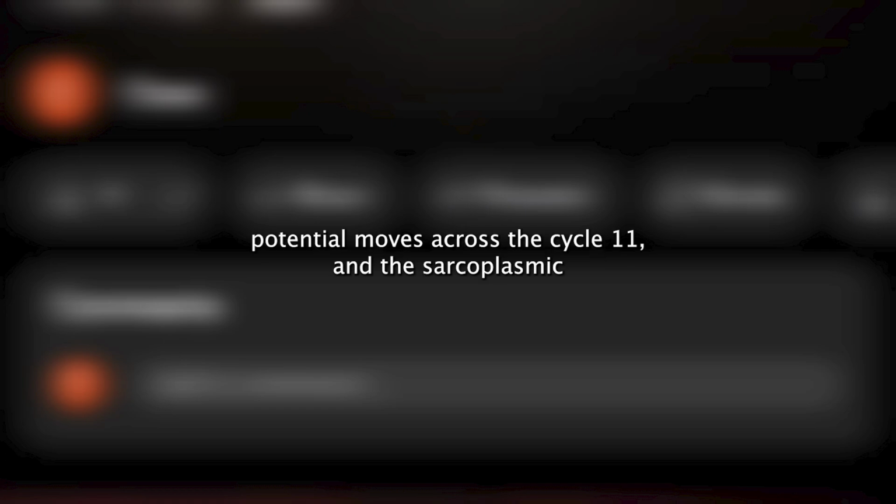A single twitch has 3 phases. The latent period, where the action potential moves across the sarcolemma, and the sarcoplasmic reticulum releases calcium ions. The contraction phase, calcium ions bind to troponin and cross bridges form. Tension builds to a peak. The relaxation phase, calcium levels in the cytosol fall, cross bridges detach, and tension decreases.